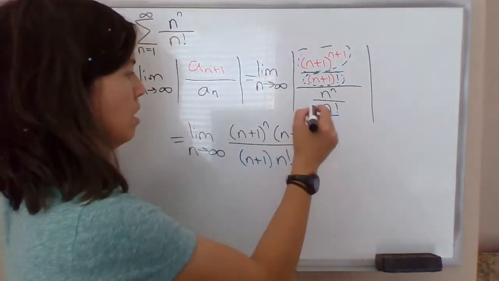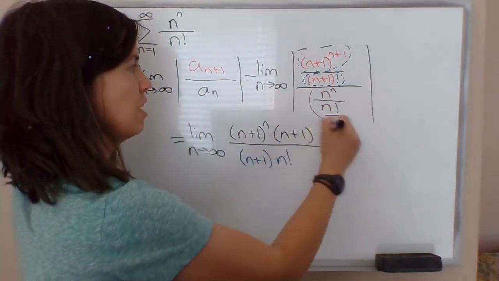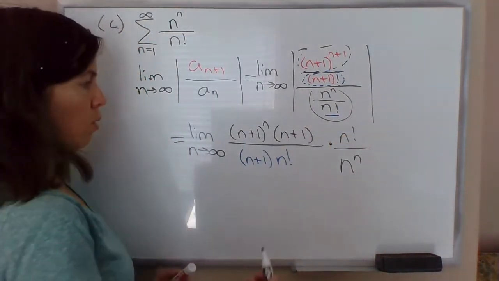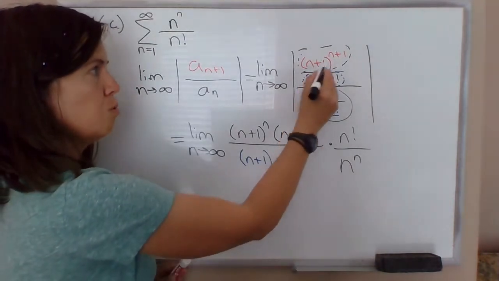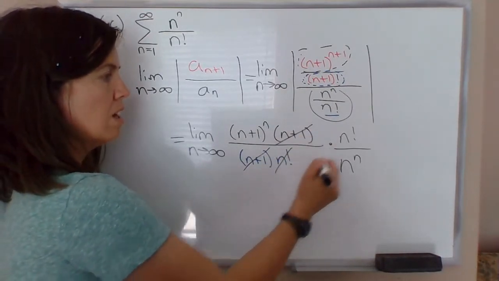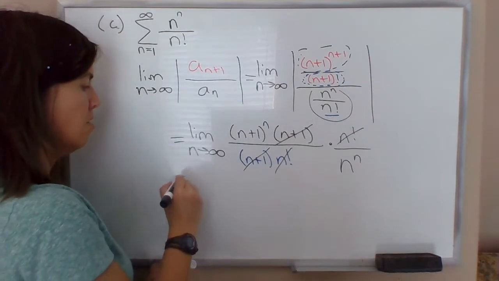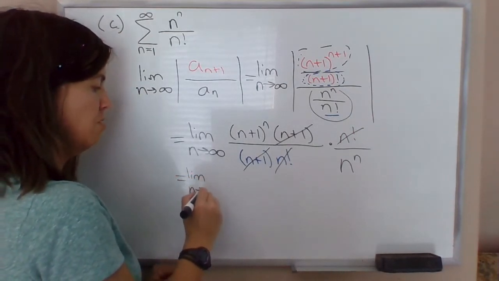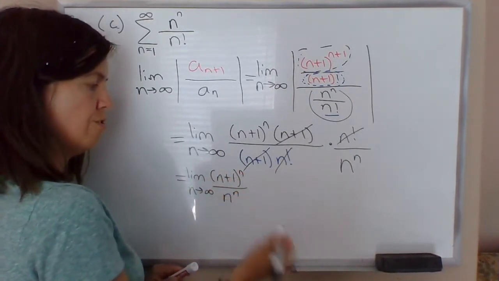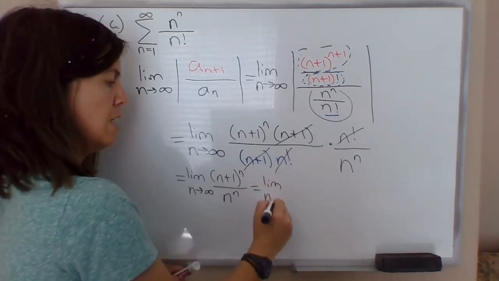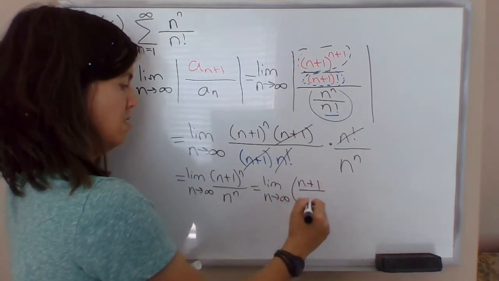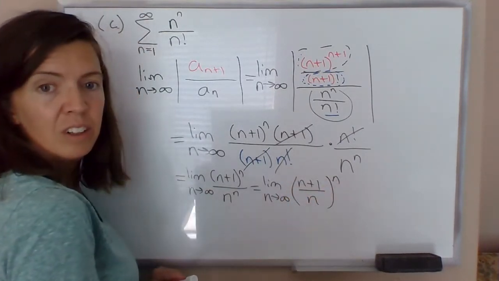Okay. And now I'm going to multiply by the reciprocal of this fraction on the bottom. So n factorial on top, n to the n on the bottom. See, it was nice to split these bits up in the numerator because now I've got a common factor of n plus 1 I can cancel, as well as that n factorial. And so I'm left with the limit as n approaches infinity of n plus 1 to the n over n to the n. That's what survived, which I could write as the limit as n approaches infinity of n plus 1 over n, raised to the n.